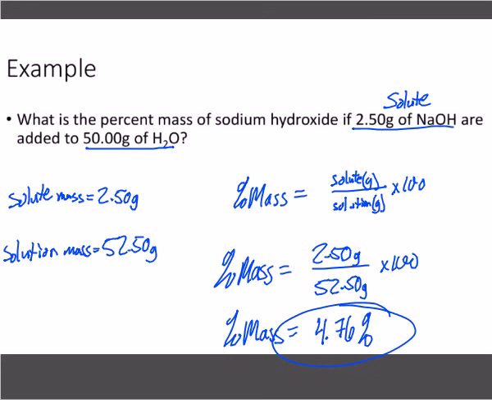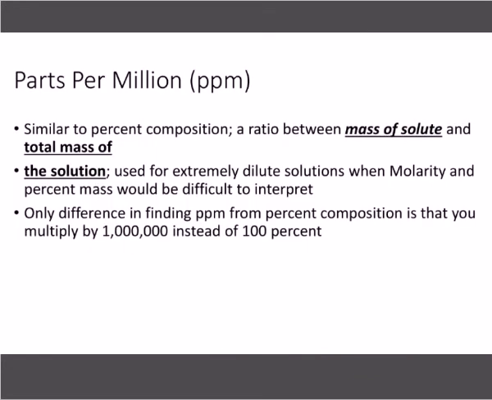All right, so that's percent mass. Very similar, guys. The other one we're going to talk about that you need to be aware of for your Regents exam is parts per million. This is similar to percent composition. It's a ratio between the mass of the solute and the total mass of the solution.